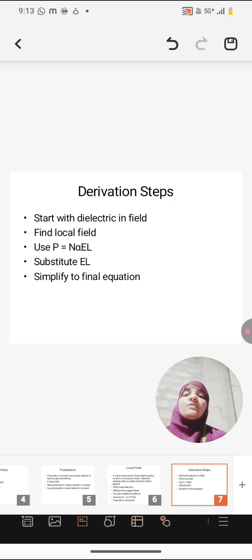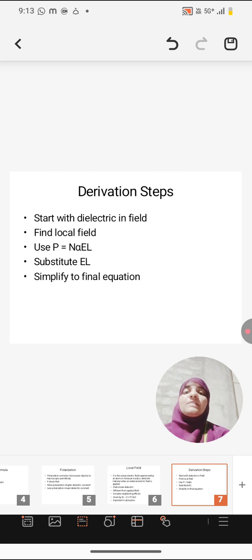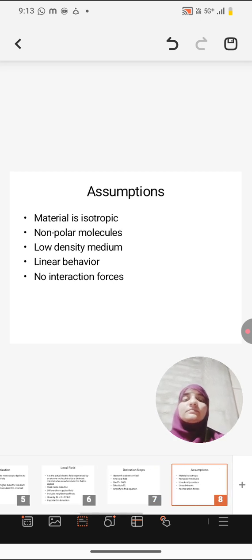Derivation steps. Start with a dielectric in a field. Find the local field by using the formula E_L equals E plus P by 3 epsilon naught. Use P equals N alpha E_L. By substituting E_L, we will get the final equation. We have to simplify until we get the final equation.